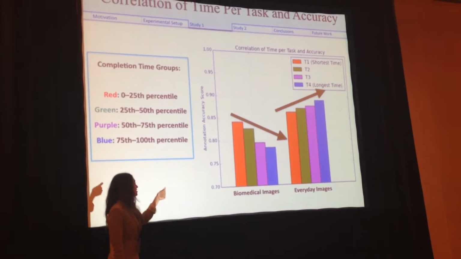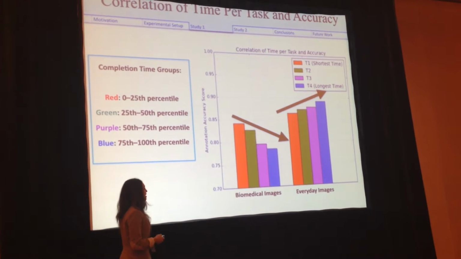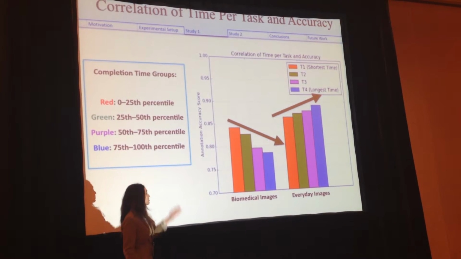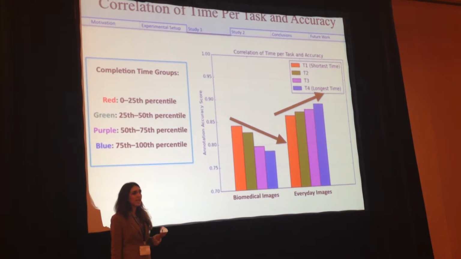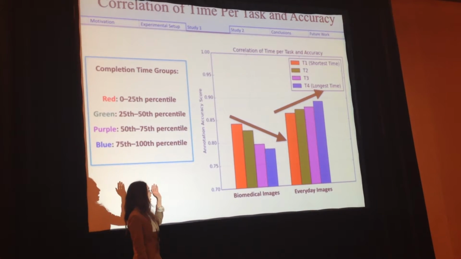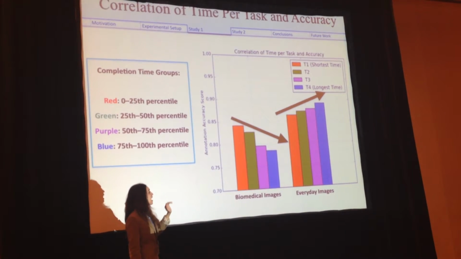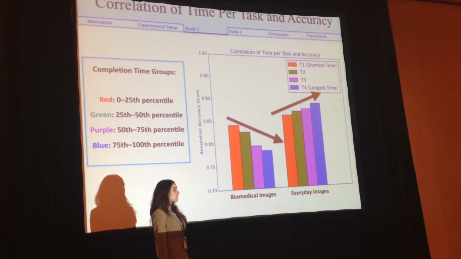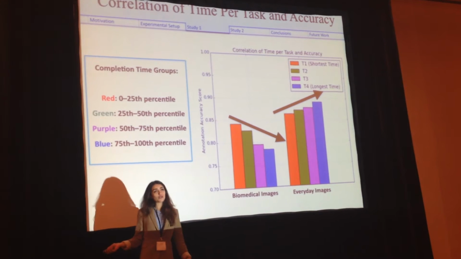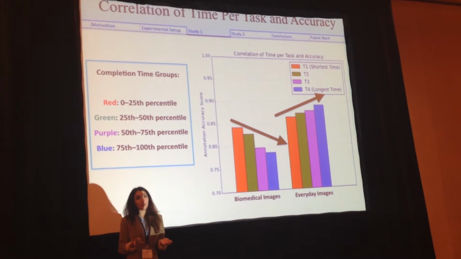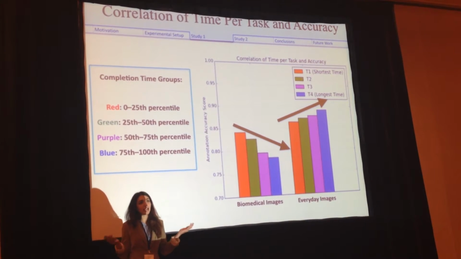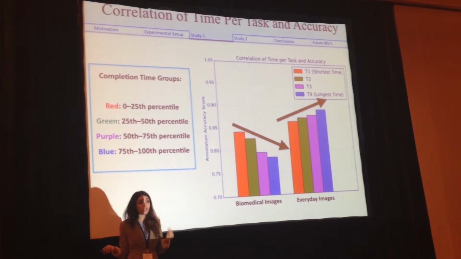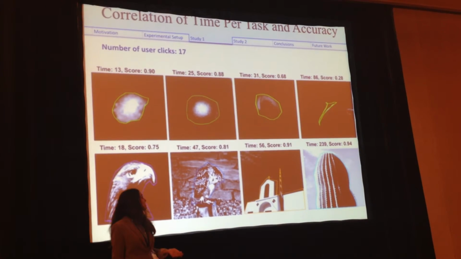What do I mean by that? For biomedical images, for example, for blue, as people spend more time on the task, the accuracy and the output quality is getting less. However, for everyday images, as people spend more time, the accuracy is getting better. We were so surprised that these 2 patterns were opposite, so we felt like, all right, we have to visually inspect the data to feel what's happening.